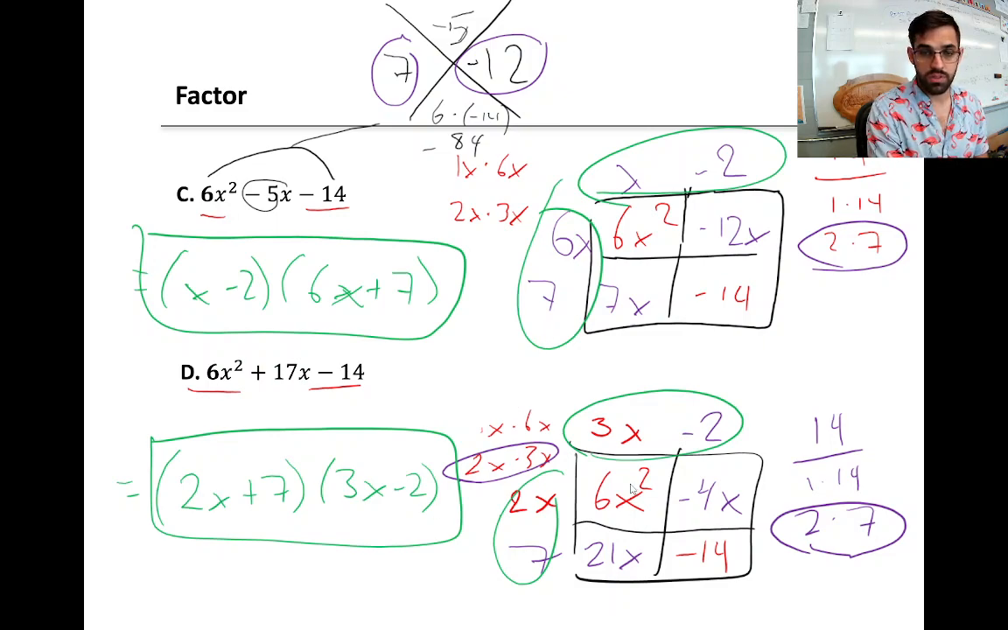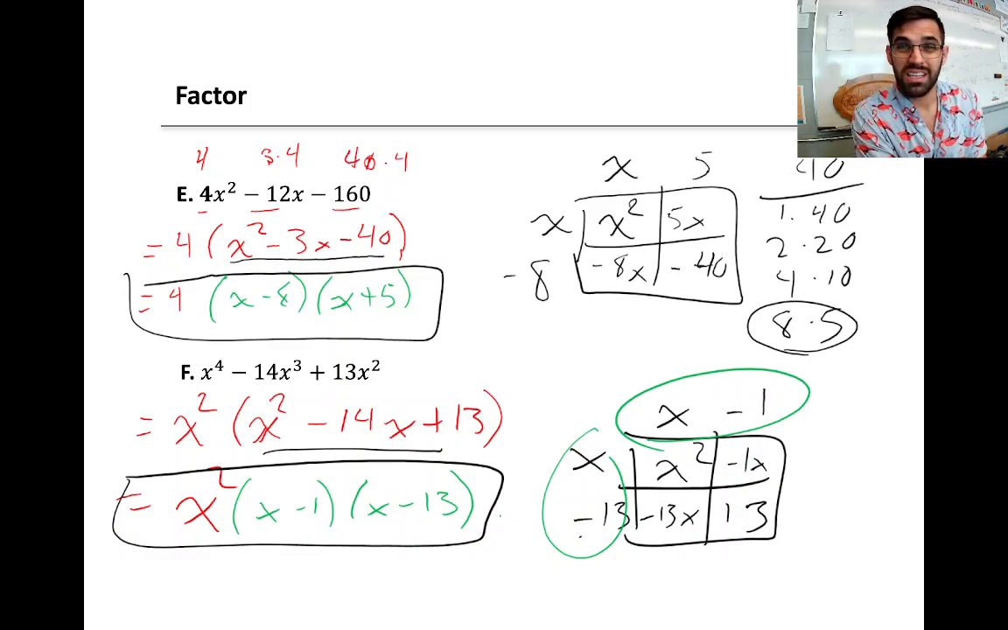Okay, we have another example too. In this case, our x would be what multiplies to be 6 times negative 14, but also adds to be positive 17. Well, 21 times negative 4 is negative 84, but 21 minus 4 is positive 17. So this works. These x terms match. And then we can figure out the factors accordingly.